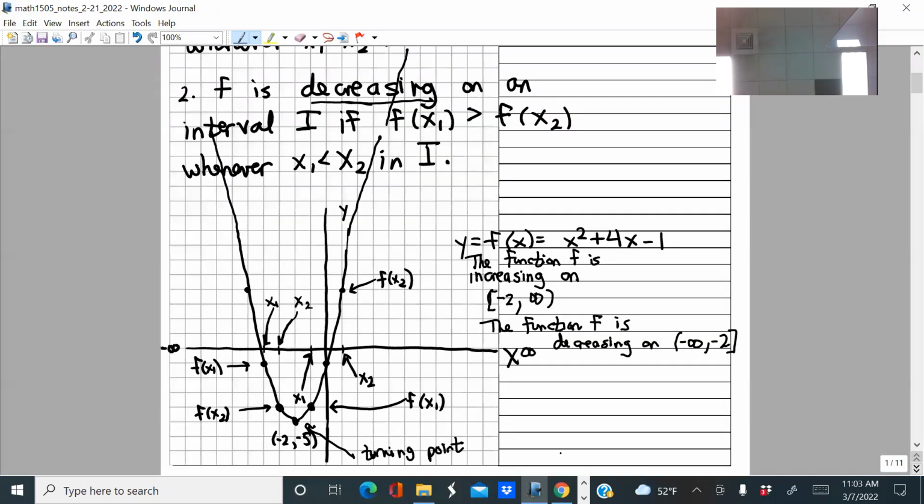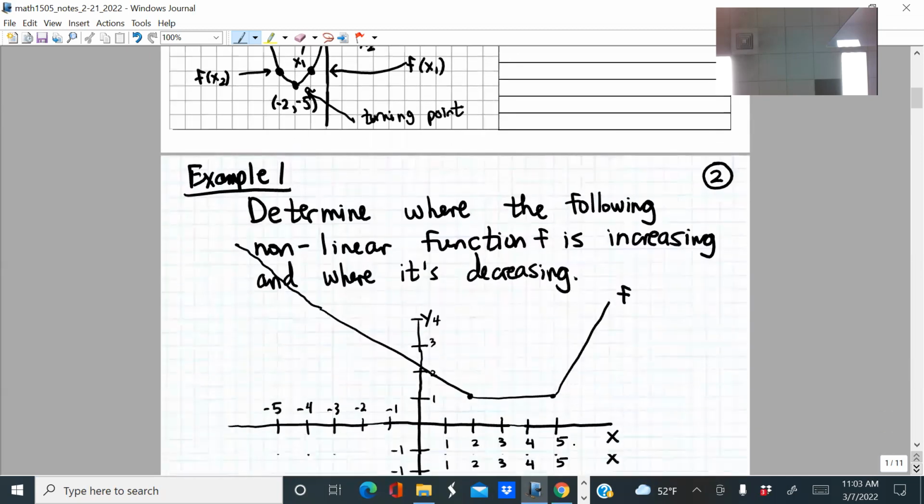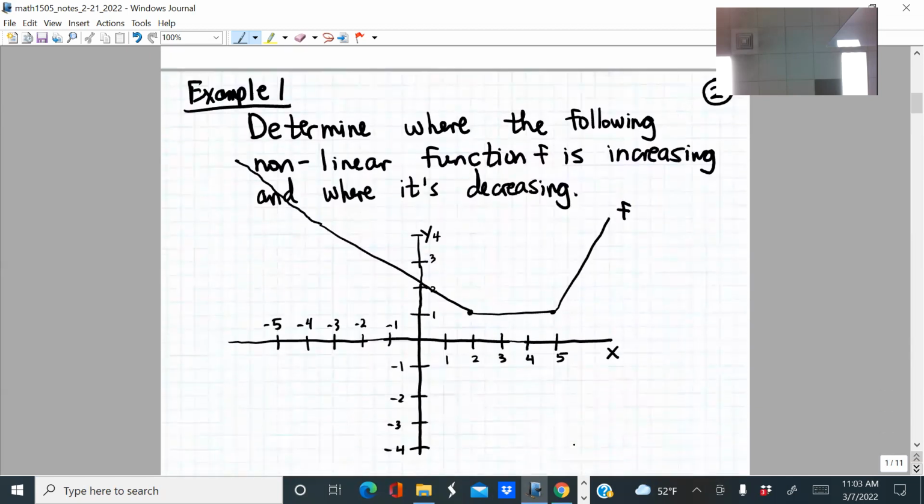Let's switch back to the notes. And that's really it for increasing and decreasing. Okay. That's really all you have to know. All right. It's really just a matter of terminology at this point. Let's try one. So here's one that I don't have a formula for. So let's determine where it's increasing and where it's decreasing.